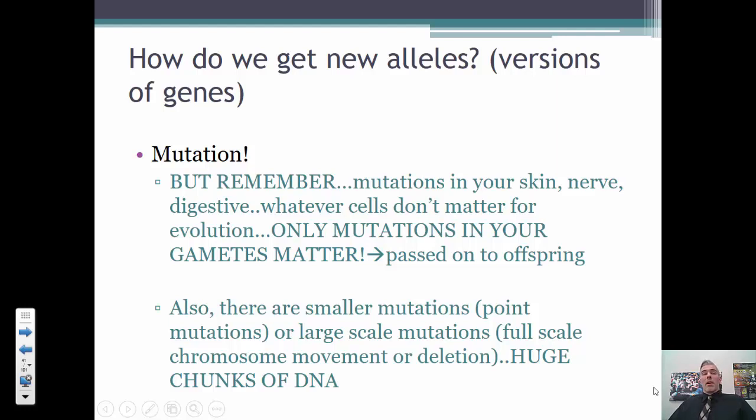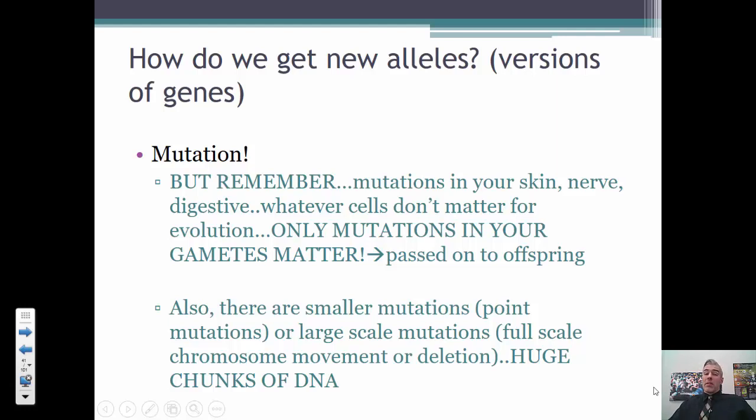So when we're talking about blue eyes versus brown eyes, remember the brown eye allele is a pigmented allele. It causes pigment to be produced, where the blue-eyed one is when pigment is not produced. So the mutation caused that protein to not function anymore the way it should.